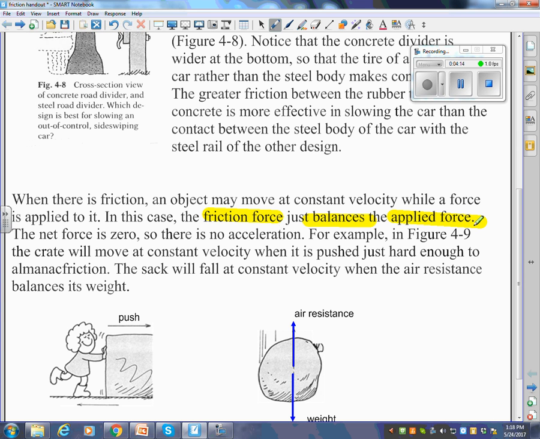For example, in figure 49, the crate will move at a constant velocity when it's pushed just hard enough to overcome friction.